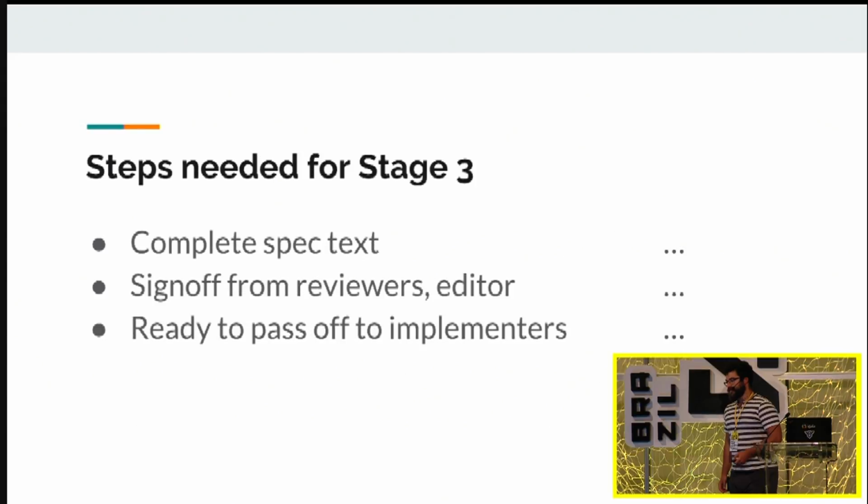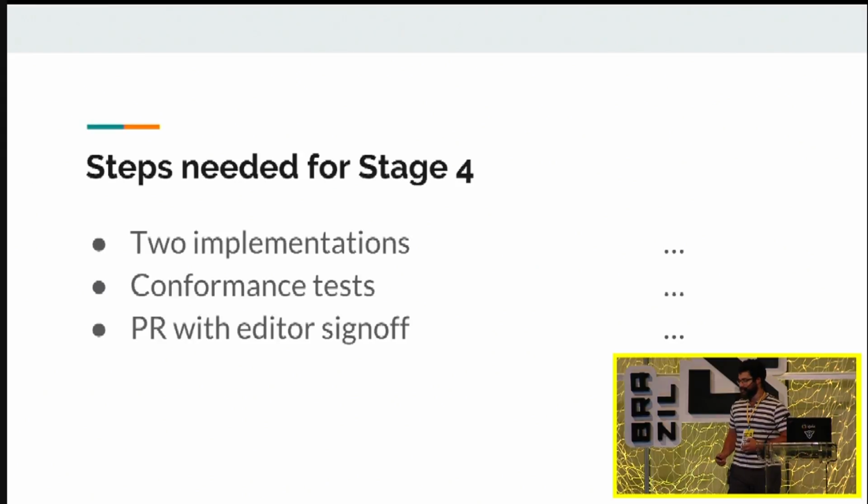So to get to stage 3, we'll need complete specification text, not just a first draft. We'll need a sign-off from both the editor of JavaScript, and also we appoint reviewers from within the committee to do a further sign-off. And then once we get there, we're ready to pass it off to implementers. And then for stage 4, we'll need 2 complete implementations, full tests, and we'll need this pull request prepared with a sign-off from the editor.